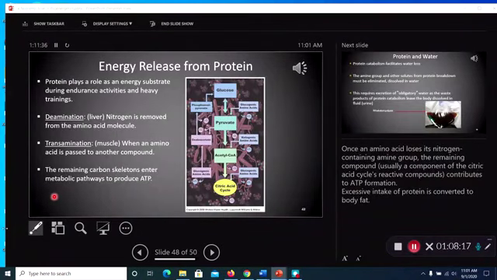Let's see. So, energy release from protein. Up to this point, we really haven't spoken a lot about protein, right? And there's a reason for that. We want to conserve protein. We don't really have a reserve of protein like we do carbohydrates and fats.